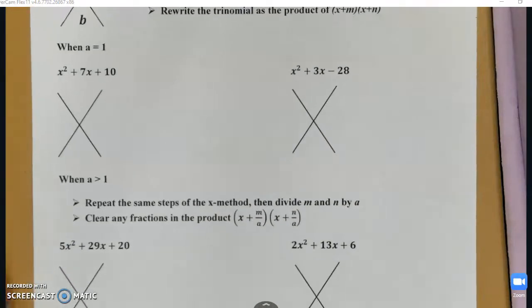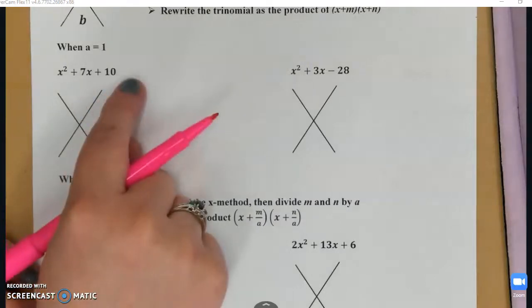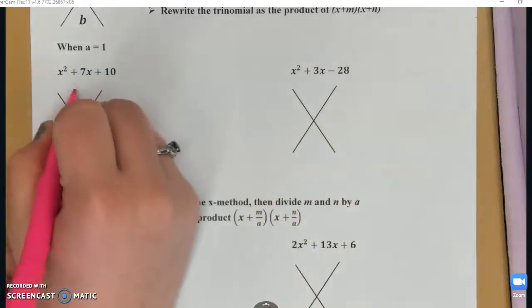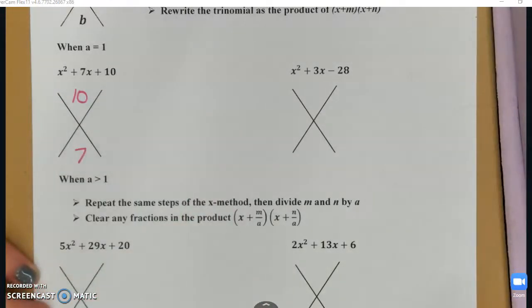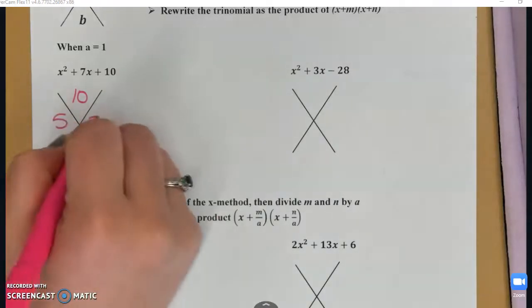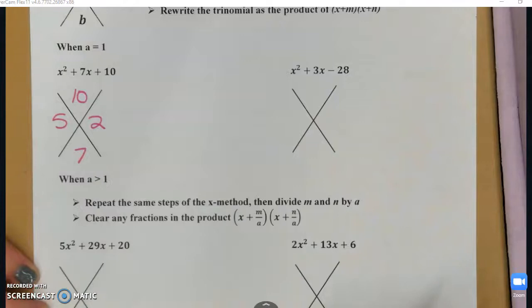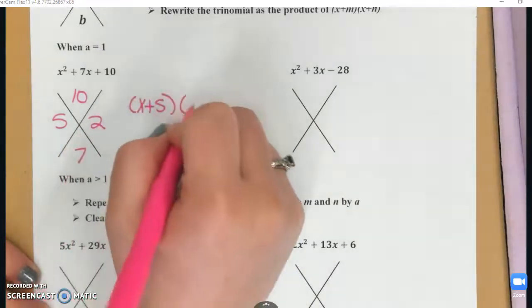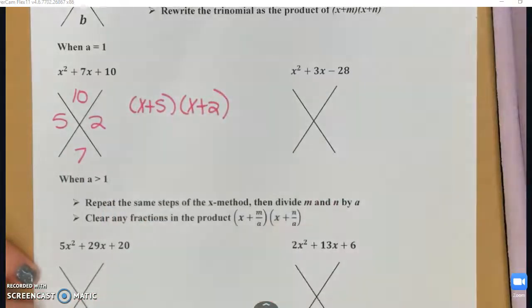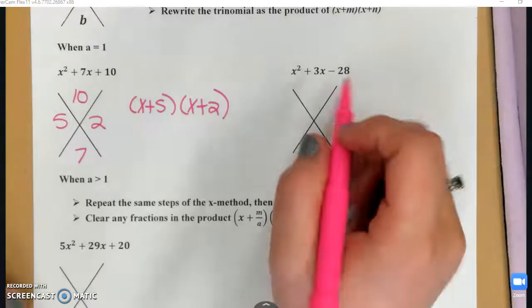But x squared plus 7x plus 10. A is 1, c is 10. 1 times 10 is 10. My b value is 7. So there are my top and bottom numbers, and now I need to find two values that multiply to 10 and add to 7. Those numbers are 5 and 2. So my factors are x plus 5 times x plus 2. I can check that I have factored correctly by FOILing and making sure I get the trinomial I started with.